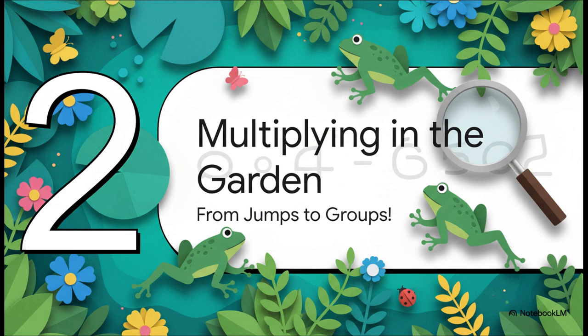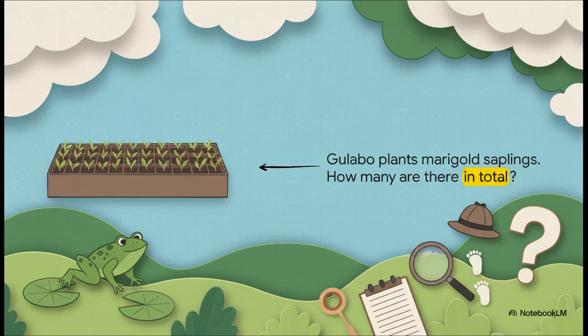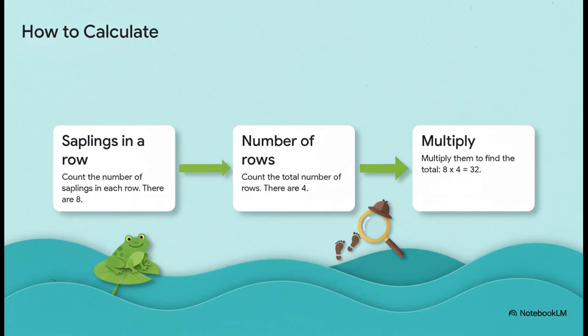Now, let's see how these jumps turn into groups. We're moving to multiplying in the garden. Multiplication is just a super-duper fast way of counting when you have lots of equal groups. Look at this beautiful garden. Gulabo has planted these lovely marigold saplings. See how neat they are? But how many are there in total? I mean, counting them one by one, that would take forever, right? So instead of counting each one, let's use a magic shortcut.